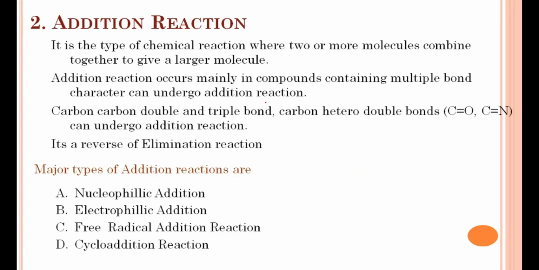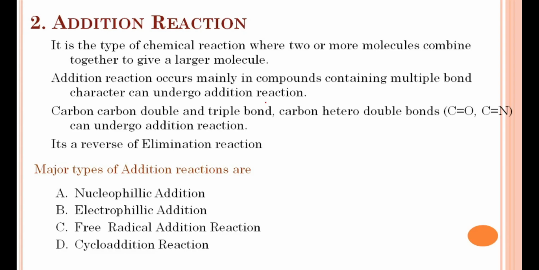Now come to the next category, that is addition reaction. What is addition reaction? In this type of chemical reaction, two or more compounds combine together to form a single larger compound. That means two compounds will be joining together to give a new and larger compound. Generally, the addition reaction occurs in multiple bond or unsaturated compounds.